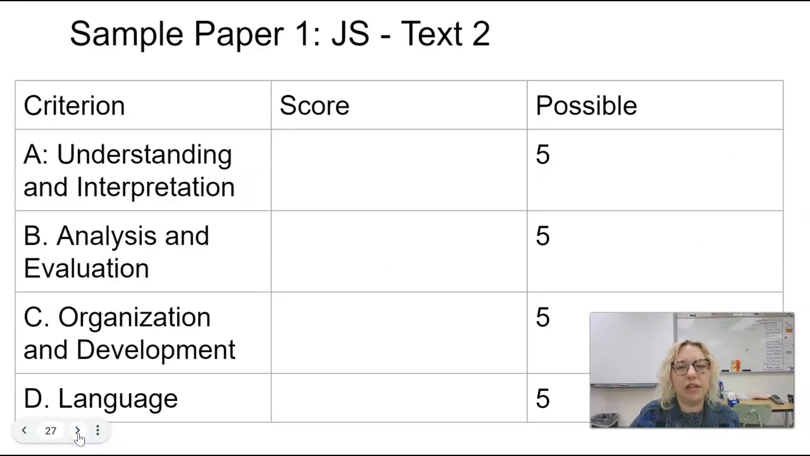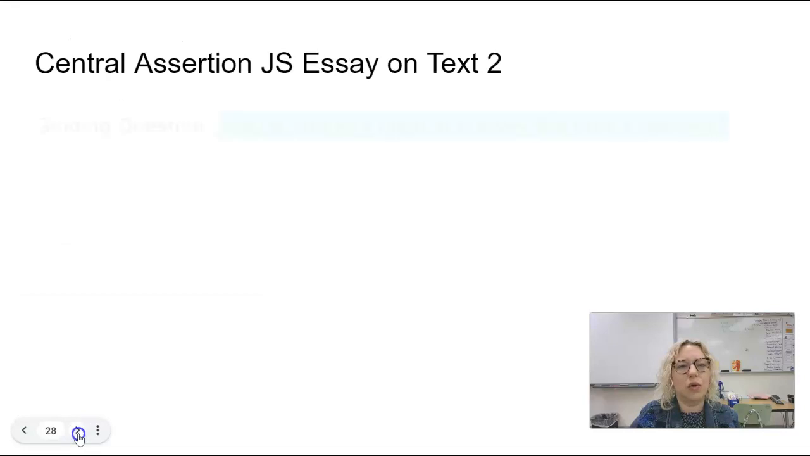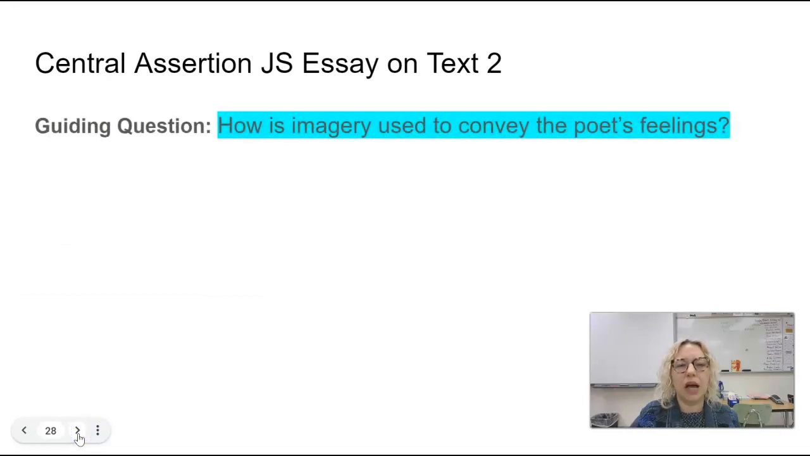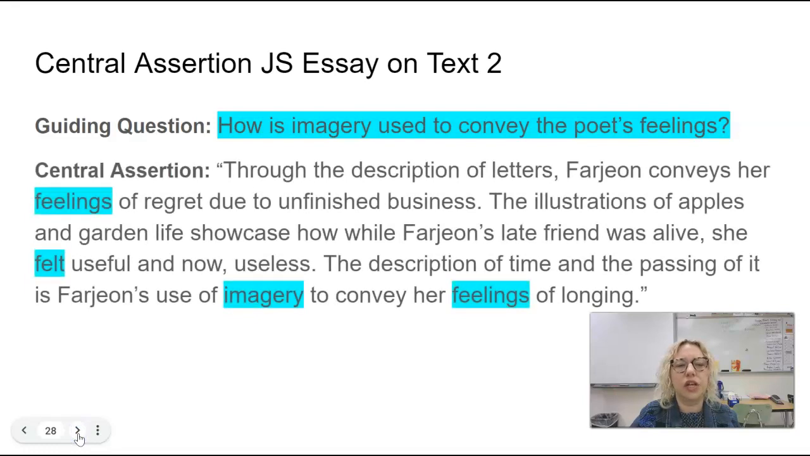All right, what did she get on this one? Guess what? They liked this one even more. How is imagery used to convey the poet's feelings is the guiding question. Her central assertion: through the description of letters, Farjeon conveys her feelings of regret due to unfinished business. The illustrations of apples and garden life showcase how, while Farjeon's late friend was alive, she felt useful and now useless. The description of time and the passing of it is Farjeon's use of imagery to convey her feelings of longing.